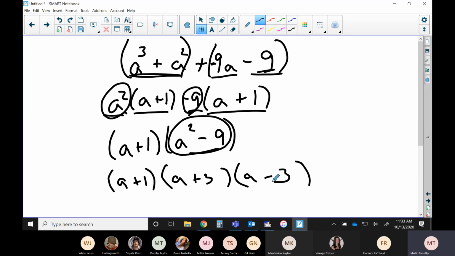Does this make sense? What part's not making sense? I'm just tired. Okay. Do you understand the factor by grouping? Once I did this, I have to relook at that and realize that's a difference of squares, so I have to factor until it's fully factored.